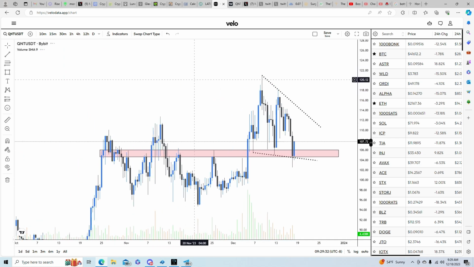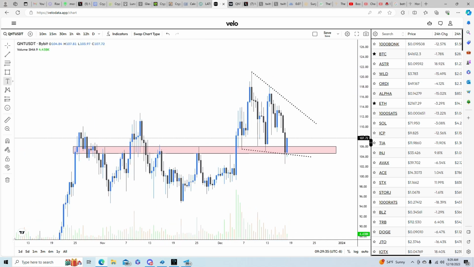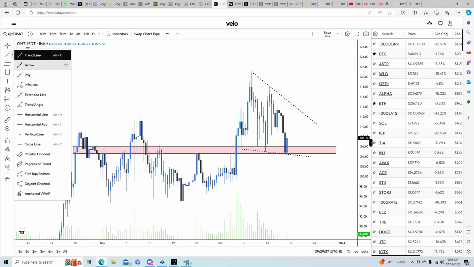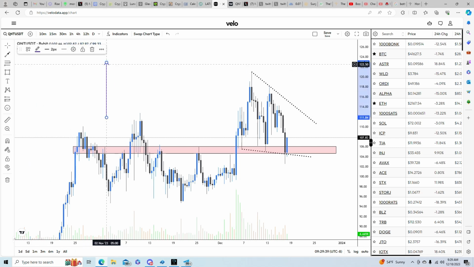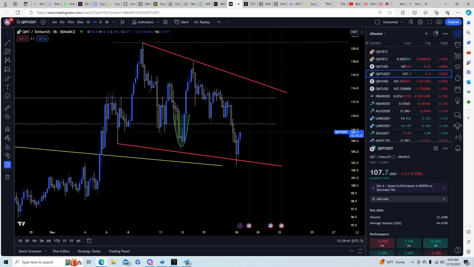A lot of people think, oh, well, we crossed this support line, so we need something like this going straight up, and that's not really exactly how this works.